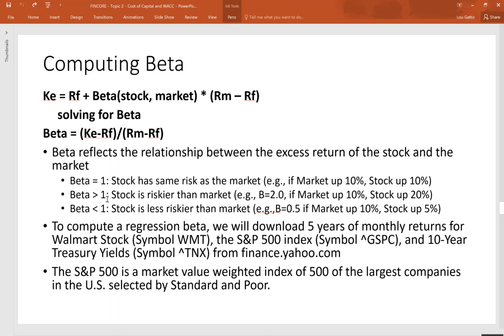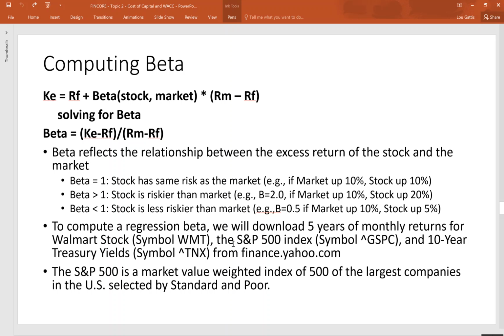Now, if your calculated beta is greater than 1, say your beta is 2 for Walmart, that means you have twice the risk of the market, which means if the market is up 10, you'd expect your stock to be up by 20. Or if the market's down by 10, you expect the stock to be down by 20. So it's twice as risky. And if the beta is less than 1, that means the stock is less risky than the market. So if the beta is 1/2 and the market is up or down 10%, that means your stock is only up or down 5%.